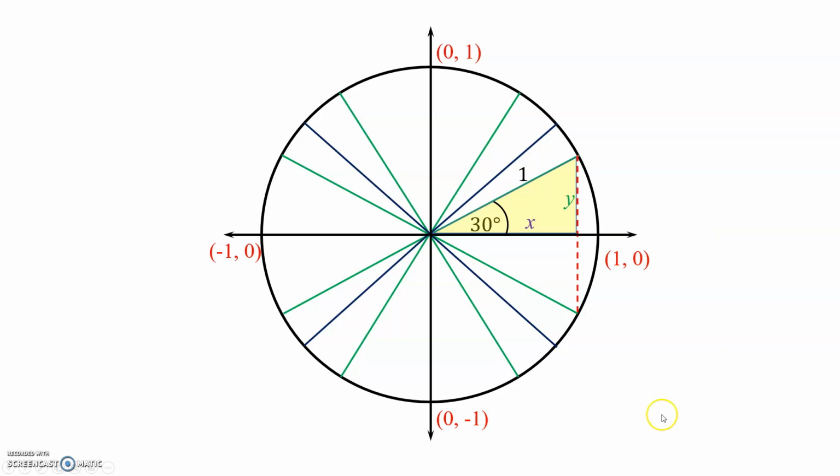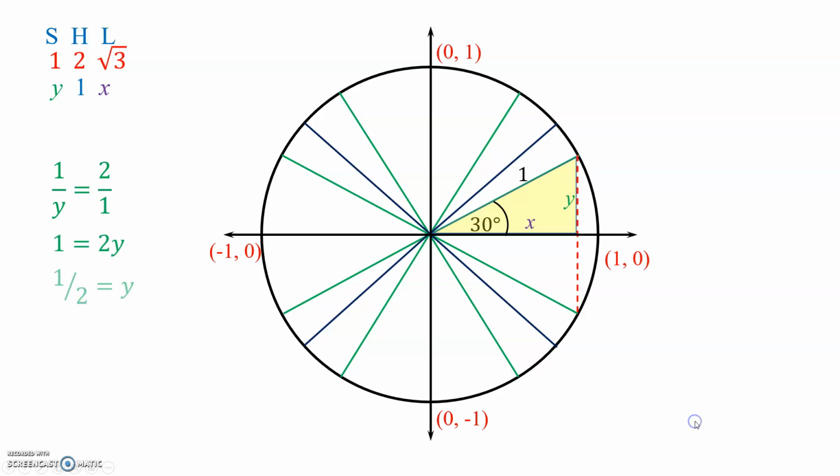So we'll go ahead and use SHL to help us determine the x and the y, which will give us our ordered pair. So SHL, 1, 2, radical 3. Our short just happens to be the y, long happens to be the x. And of course, the hypotenuse is 1. So y, 1, x. We have our ratios. That'll help us to solve our y. So there we go, 1 over y, 2 over 1. Cross multiply, solve for y is 1/2. So we got half our answer.